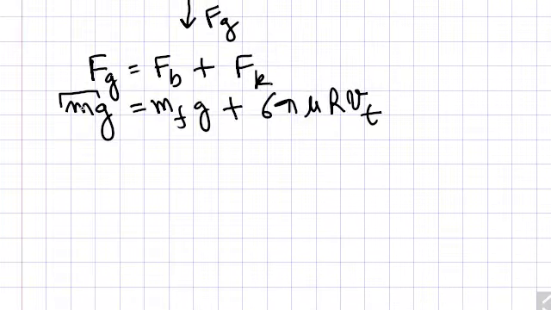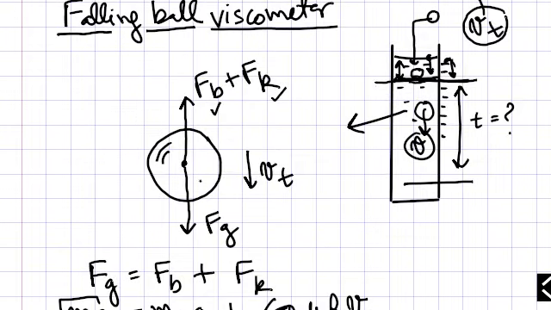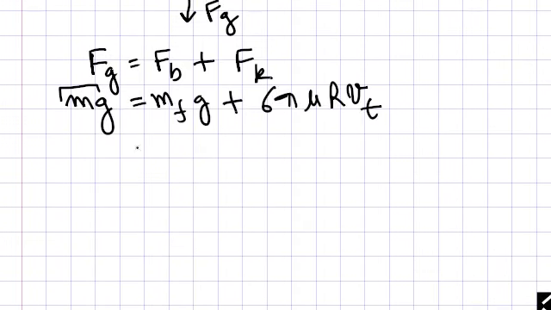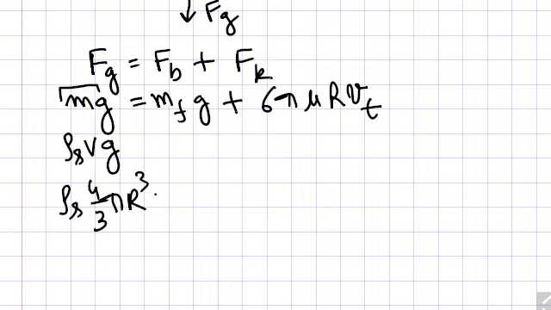Now we will put the value of m here. Suppose the density of the sphere, the solid material, is rho s, and the density of the fluid outside it is rho. So what will be the mass of this sphere? That is the density times the volume of the sphere. And now we can put here the volume: rho s 4 by 3 pi r cube g.